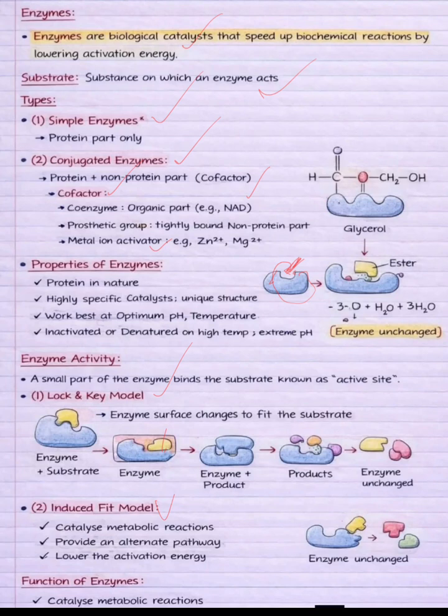Quick revision and points to remember. Enzymes are biological catalysts. They lower activation energy and speed up reactions. Substrate is the molecule on which an enzyme acts. Two types of enzymes: simple enzymes and conjugated enzymes. Cofactors are coenzymes, prosthetic groups and metal ion activators. Enzymes work best at optimum temperature and pH. There are two models of enzyme action: lock and key model and induced fit model. Enzyme remains unchanged after the reaction.